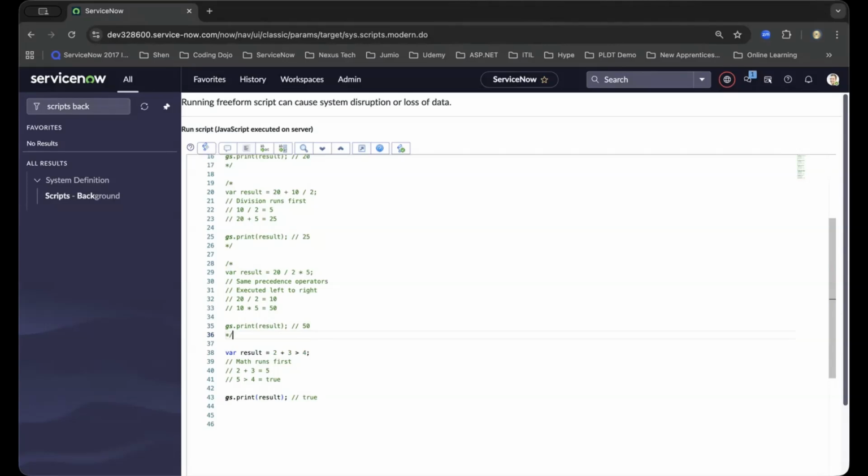In this example, JavaScript cannot compare until math is finished. Since you have a comparison here on line 38, calculations always run before comparison operators. For those of you who haven't seen the comparison operators, I have added them at the end of the screen so you can always come back and review other subjects.